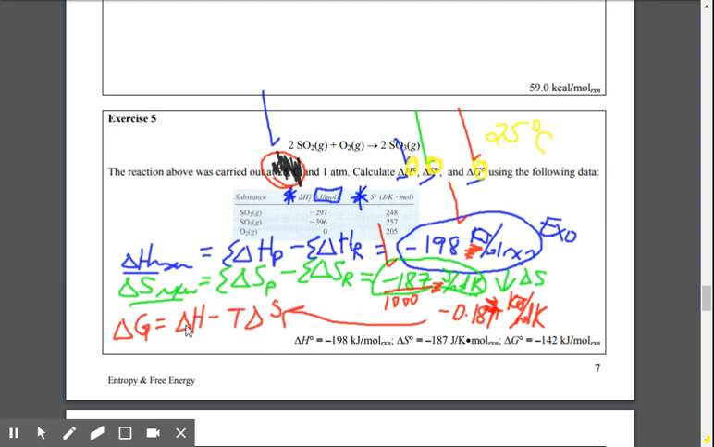So now that we have delta H in kilojoules, temperature in Kelvin, and delta S in kilojoules per mole Kelvin, we now can plug all of that stuff in and solve for delta G.